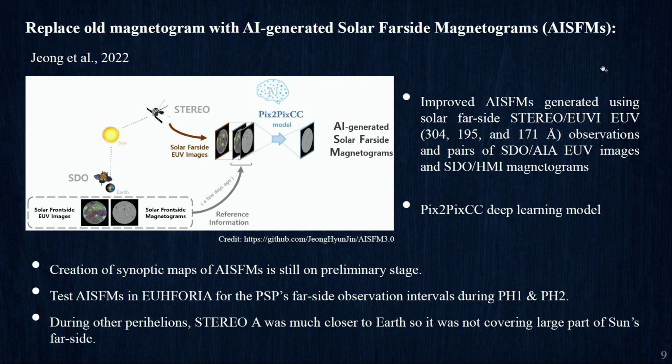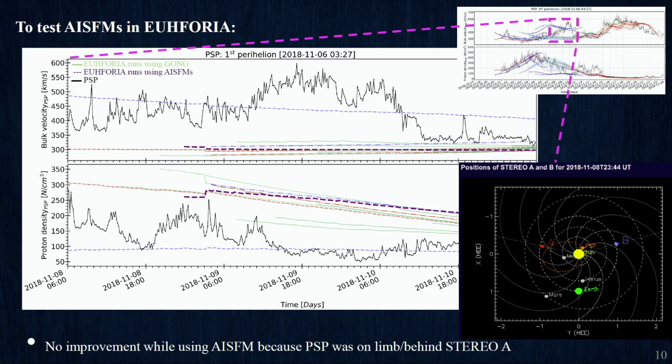As I told you earlier, during other perihelions STEREO was much closer to Earth, so we are going to try only the first and second perihelion. This is the same period where we tried different trials to improve the modeling, but we could not see any improvement, and we even tried AI for this period. The dashed purple line shows the simulation when we use the AI magnetogram as input to EUHFORIA. But it could not improve, because when we look at the trajectory plot, PSP is at the limb of STEREO or even behind, so it could not improve.